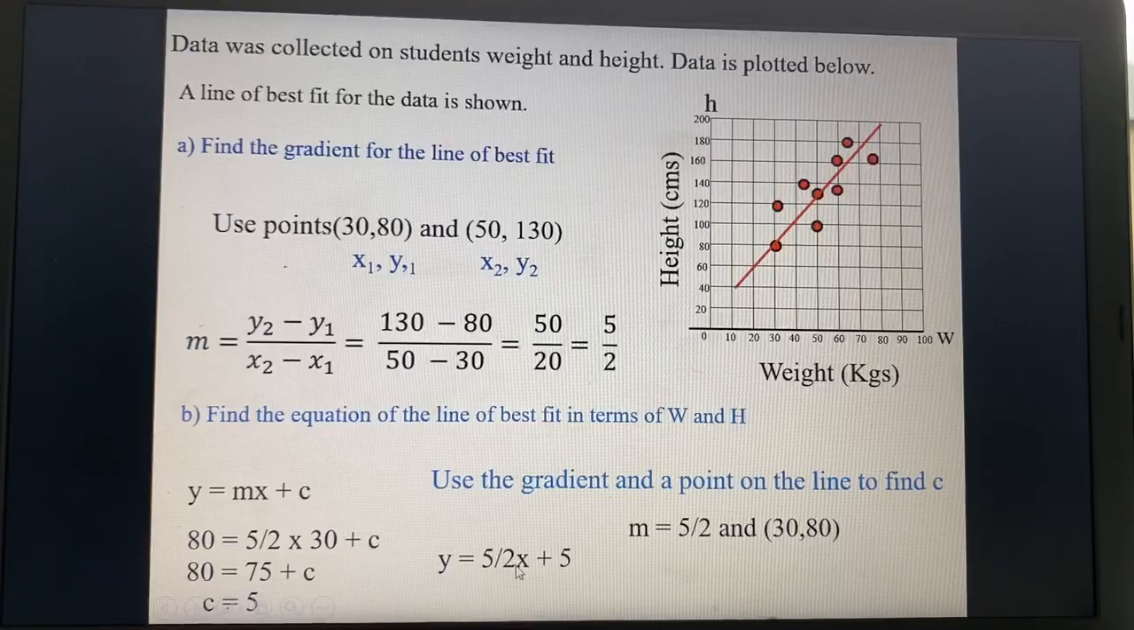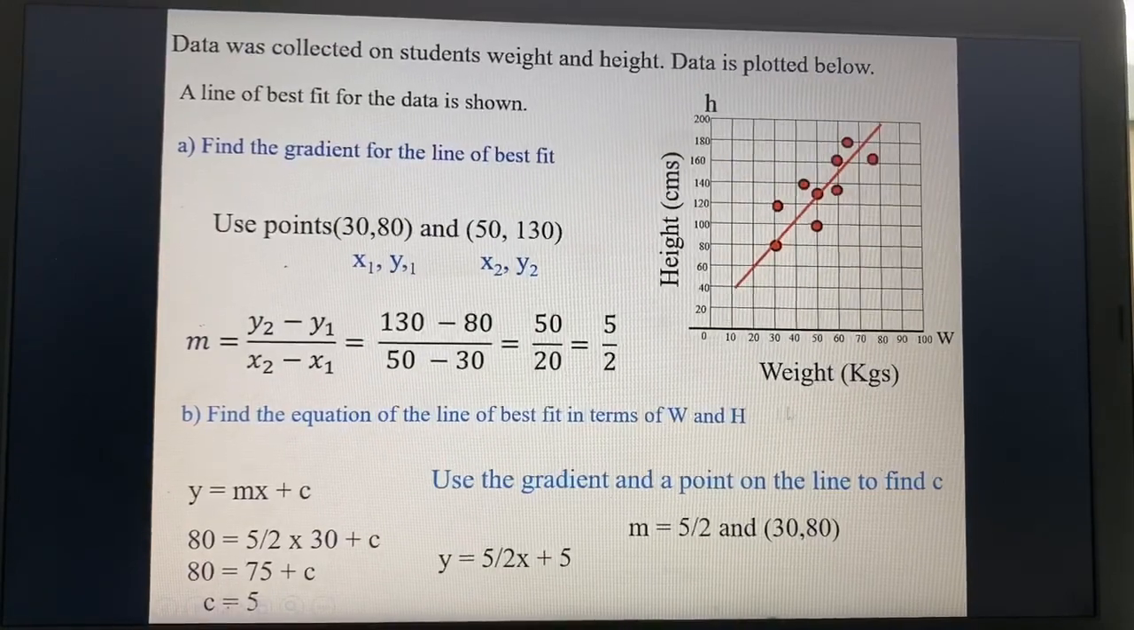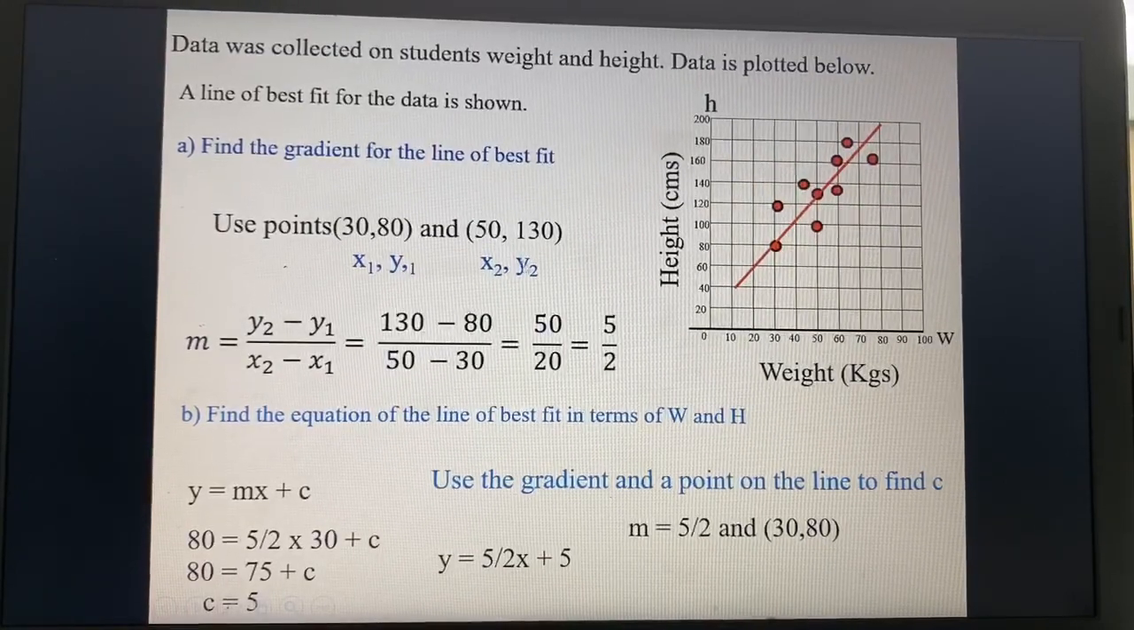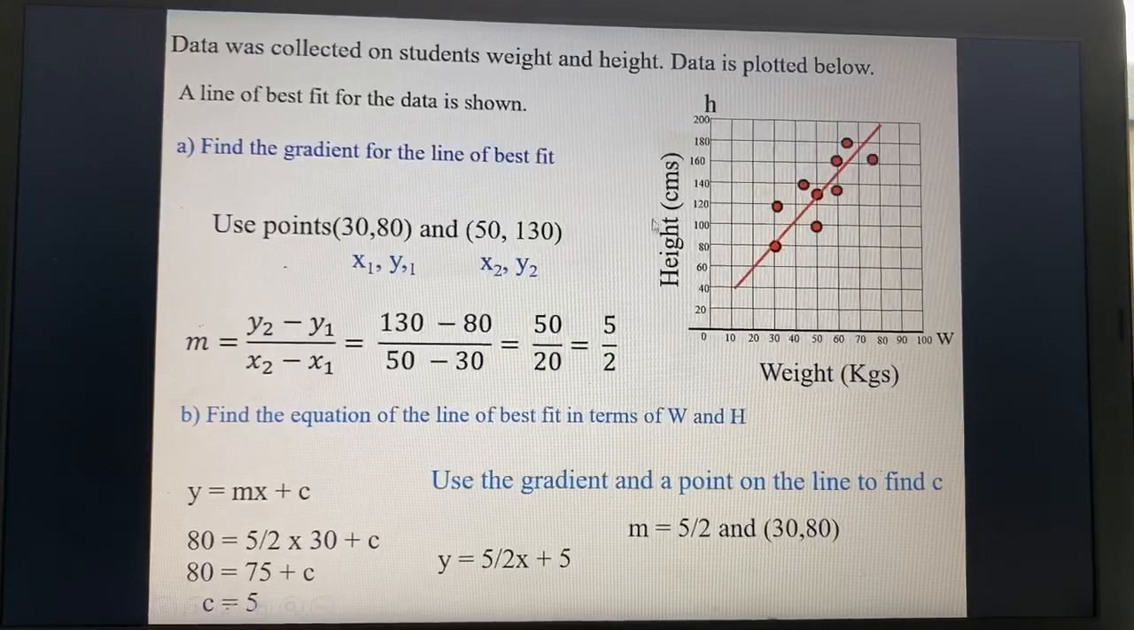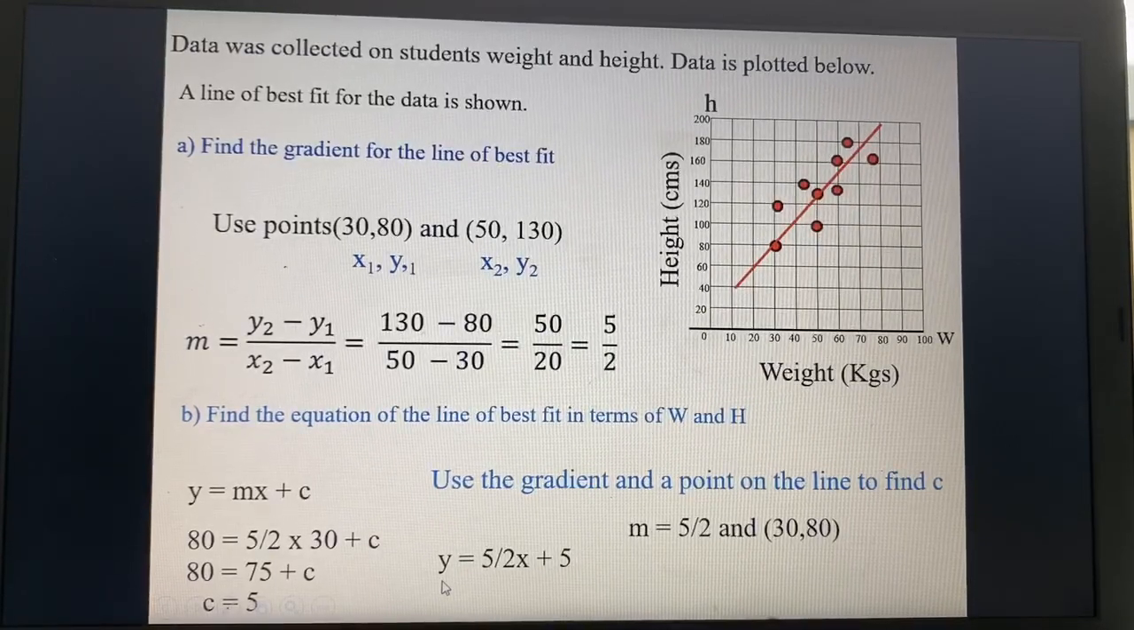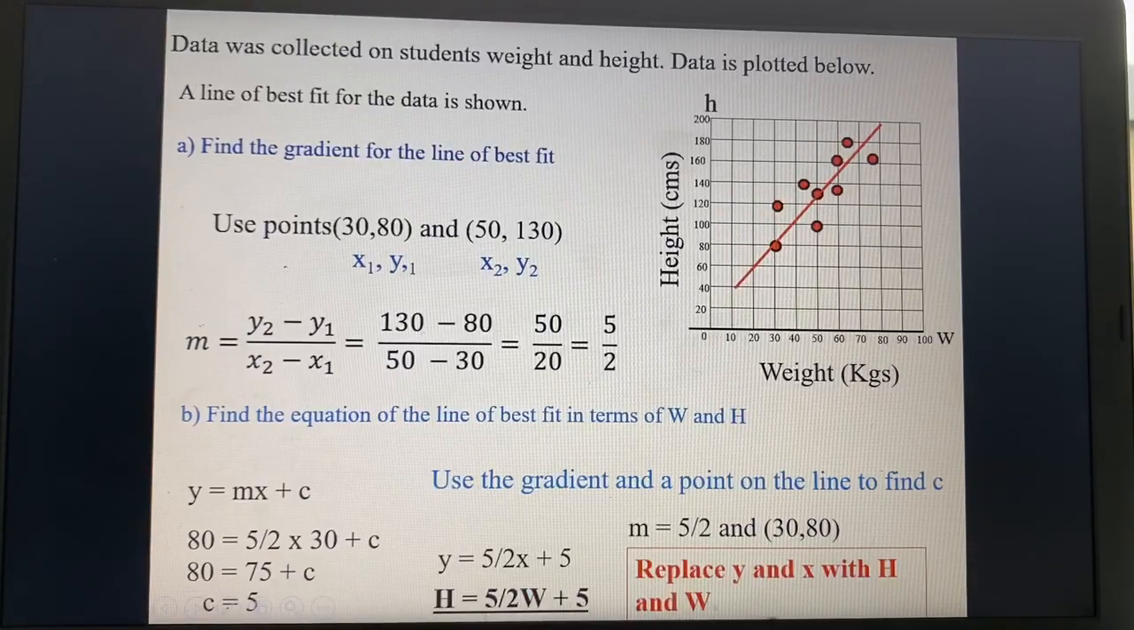Now that's y and x. We need to replace y and x with w and h, because that's what it's been asked for. It's in context of this question here. So w is our x-axis, it's weights for w, and height for h is our y-axis. So we'll replace y with h and x with w, and the numbers are the same. Okay, so it becomes h equals 5/2w plus 5. And that is the equation of our line of best fit in terms of w and h.